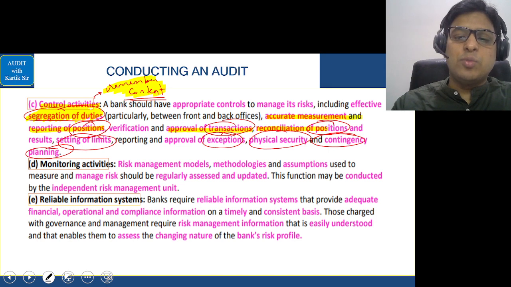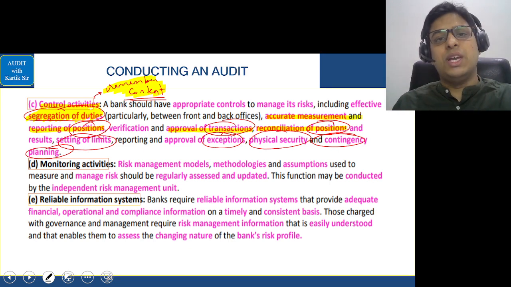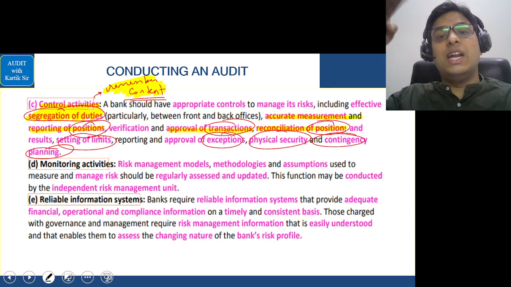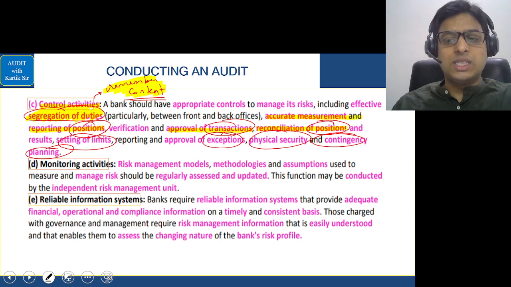Next is reconciliation of position, the same thing: whether the reporting that the bank is doing is proper or not. Whatever the bank is showing in terms of, oh, this is our NPAs, whether that is the truth or not, or are there more NPAs and the bank is hiding and showing lesser NPAs to show a better position in their accounts. That is what the auditor is checking.